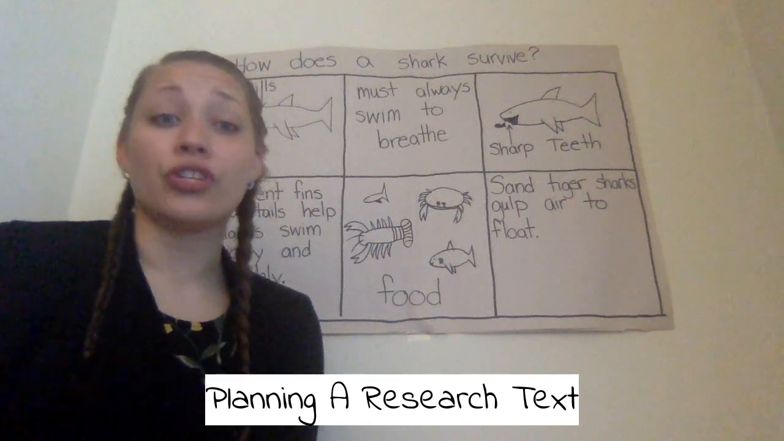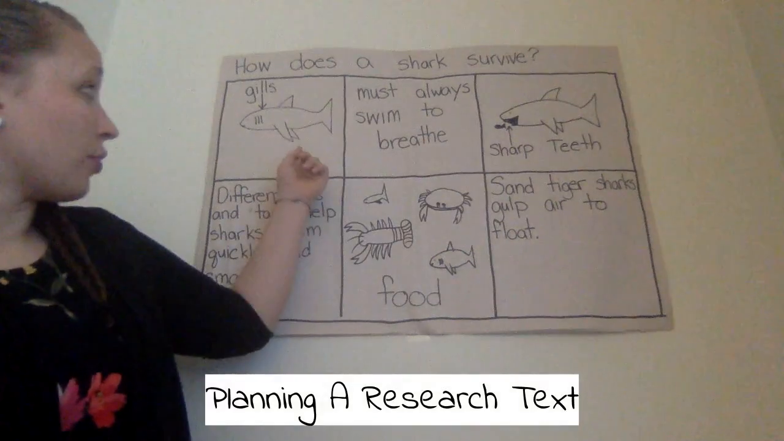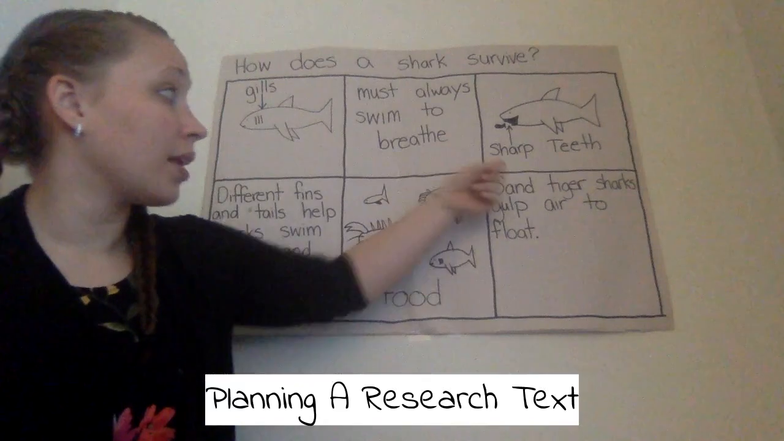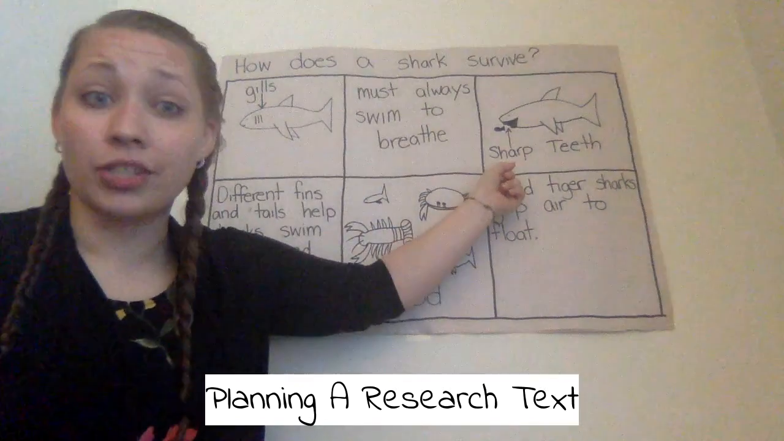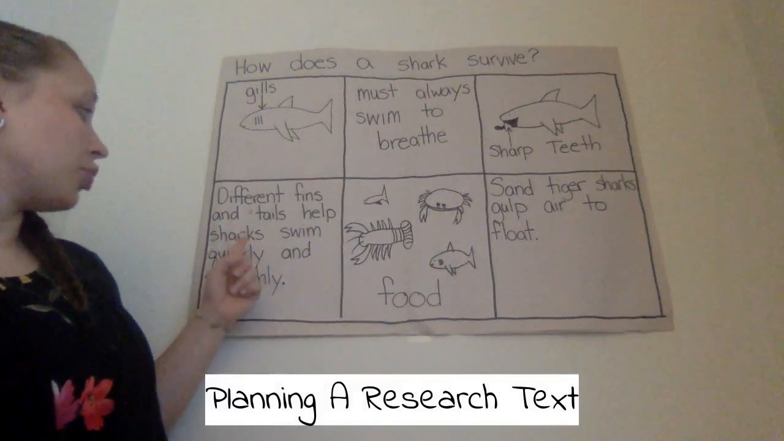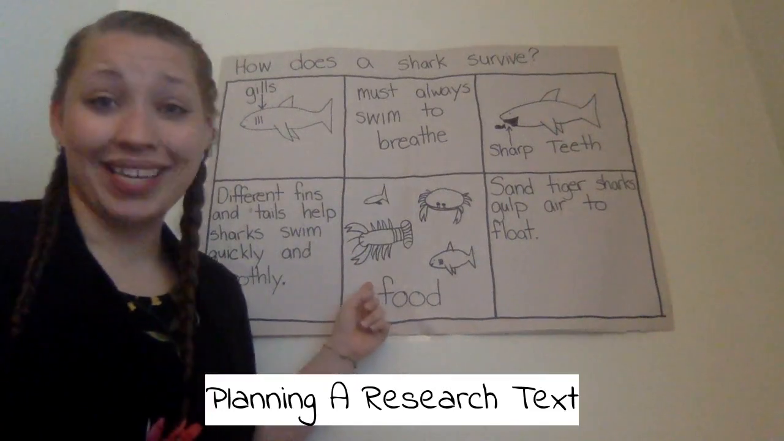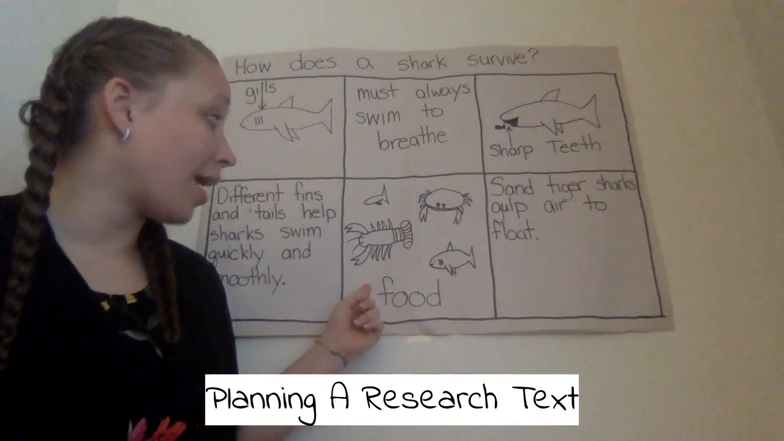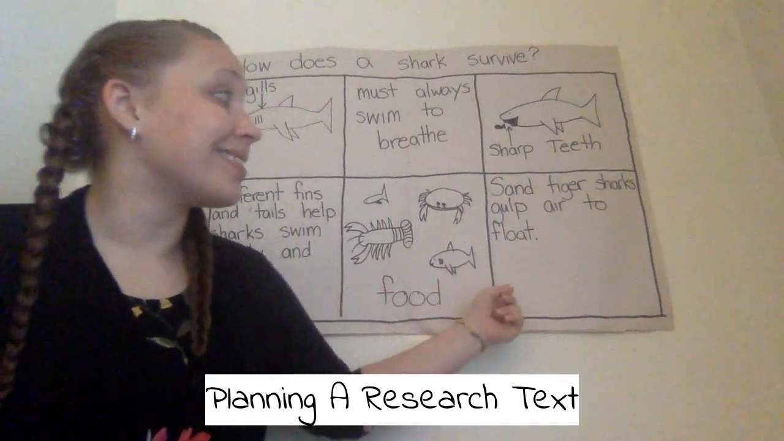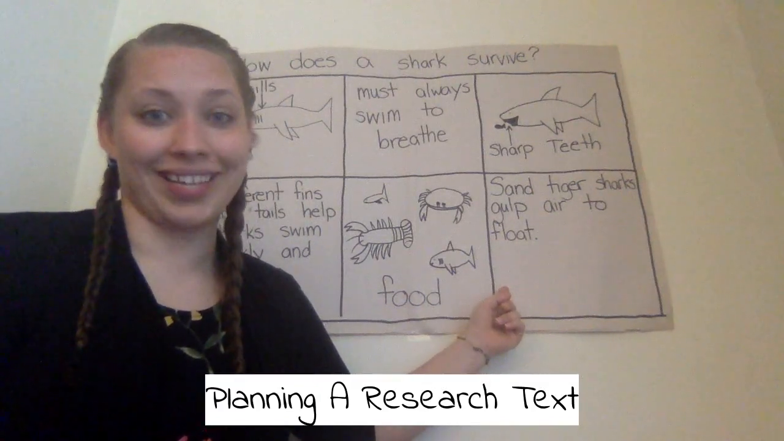Now, here are the notes that I took to answer my research question. Sharks breathe through gills. They must always be swimming to breathe. They have sharp teeth to help them catch and eat their prey. Different fins and tails help sharks swim quickly and smoothly. Sharks might eat fish or crabs or lobster or even other sharks as their food. And sand tiger sharks gulp air to float, which helps them catch their prey and eat it.